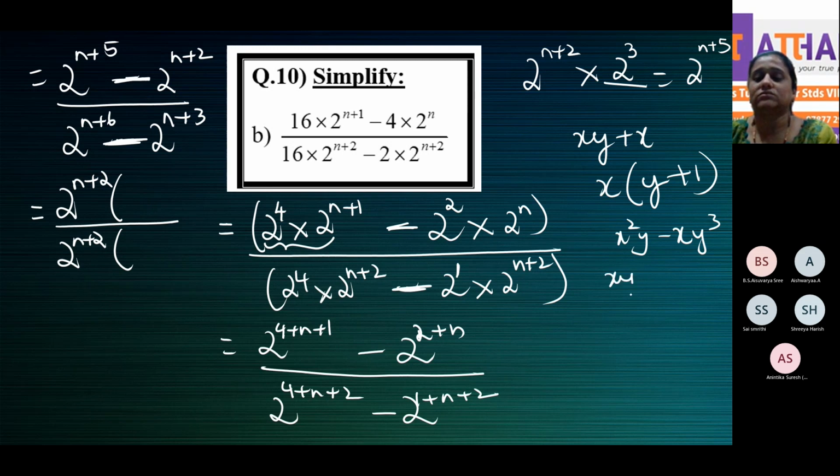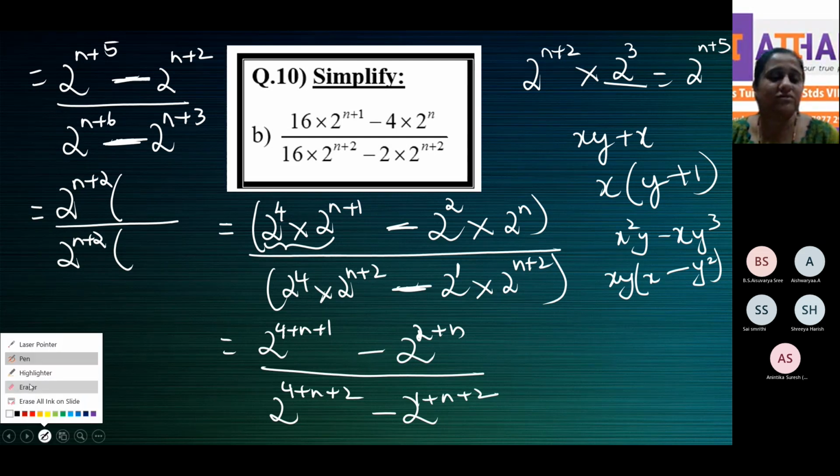xy, the variables are common, ma'am. Common. Then what will you get in the bracket here? There's xy outside, but the first term is x squared y. So you should put an x here, right? Yes, ma'am. Minus y to the power 2, correct? Yeah, ma'am.